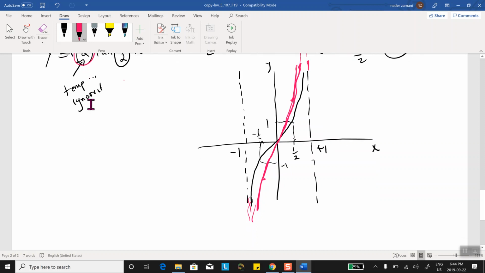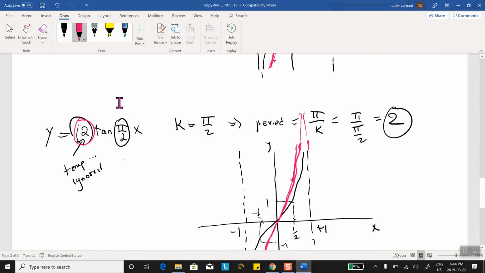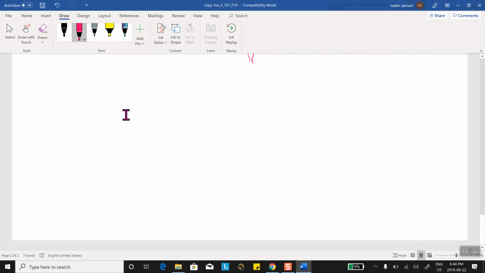So we just did this problem. What's the next one that I want to do? The next one is going to be number 47.